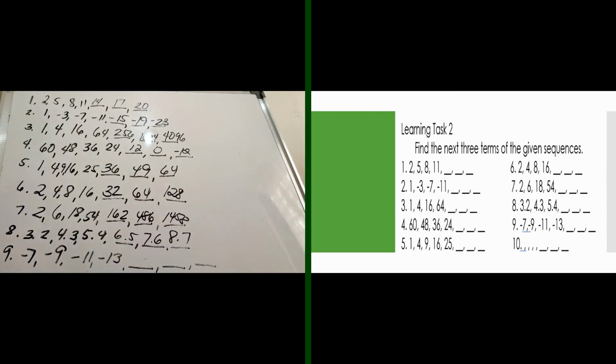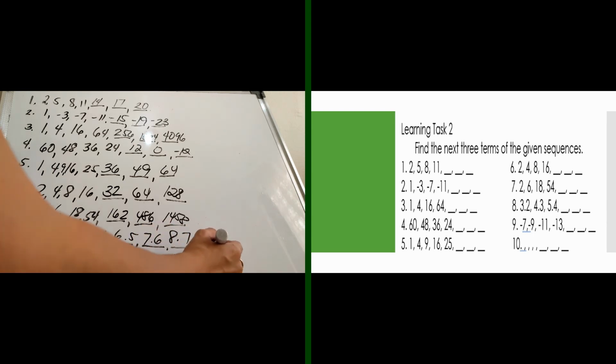And then we have number 9. We have negative 7, negative 9, negative 11, negative 13. So this is decreasing. So it is just dividing or subtracting. Now, what are we going to subtract? Because this is just a minimal difference. So in here, we have negative 9 minus negative 7, so we're going to have negative 2. So we're just going to subtract negative 2. Negative 13 minus negative 2 is negative 15. Minus negative 2 is negative 17. And then minus negative 2, so we have negative 19.